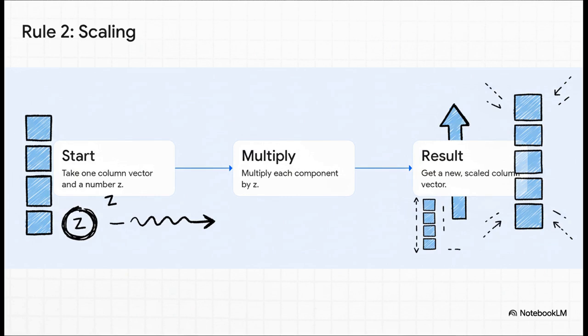And what about rule 2, multiplying by a number? You guessed it, same basic idea. You take one column vector and some number, we'll call it z, and you just multiply each component inside the stack by z. The result is a new scaled up or scaled down column vector. So rule 2 is satisfied, and that makes these stacks of numbers officially vectors.